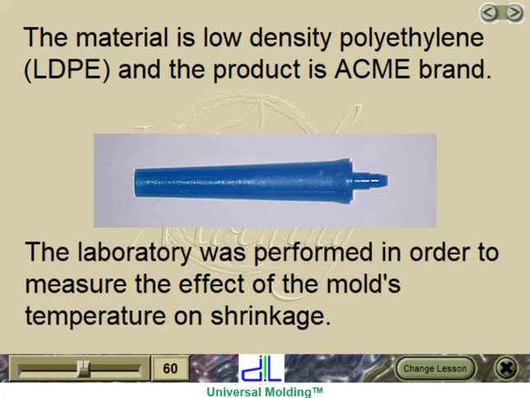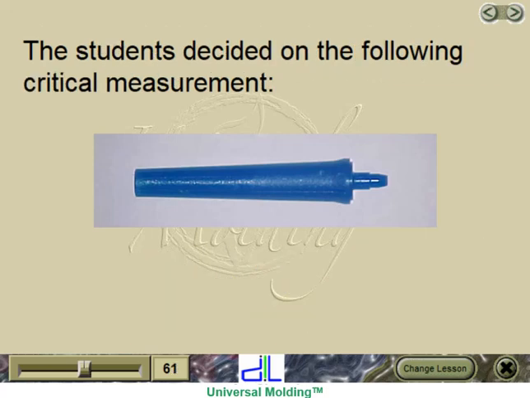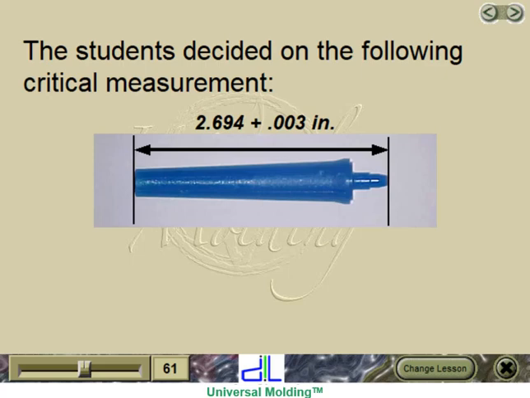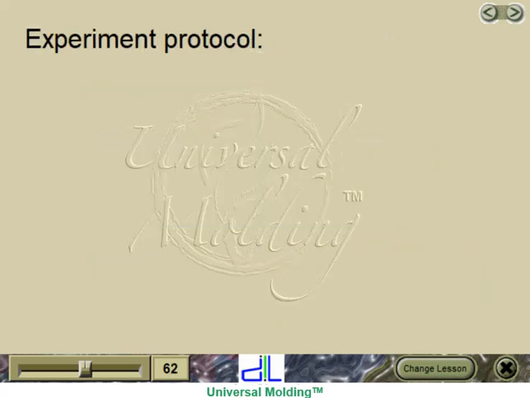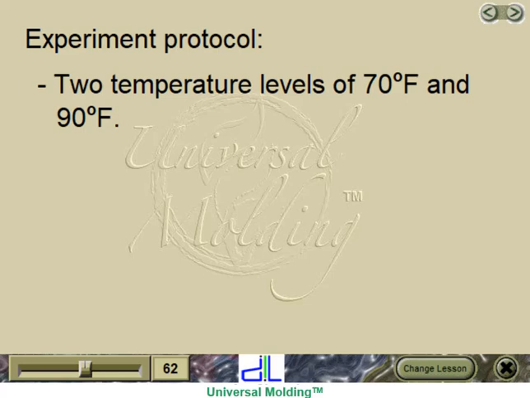The laboratory was performed in order to measure the effect of the mold's temperature on shrinkage. The students decided on the following critical measurement: 2.694 plus or minus 0.03 of an inch. The material spec sheets applied by the resin manufacturer listed a range of 70 degrees Fahrenheit to 90 degrees Fahrenheit for the mold temperature. Experiment protocol: 2 temperature levels of 70 degrees Fahrenheit and 90 degrees Fahrenheit.